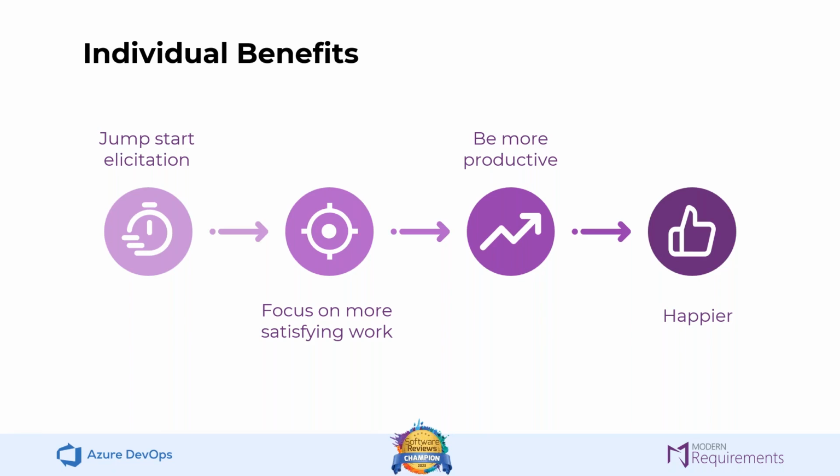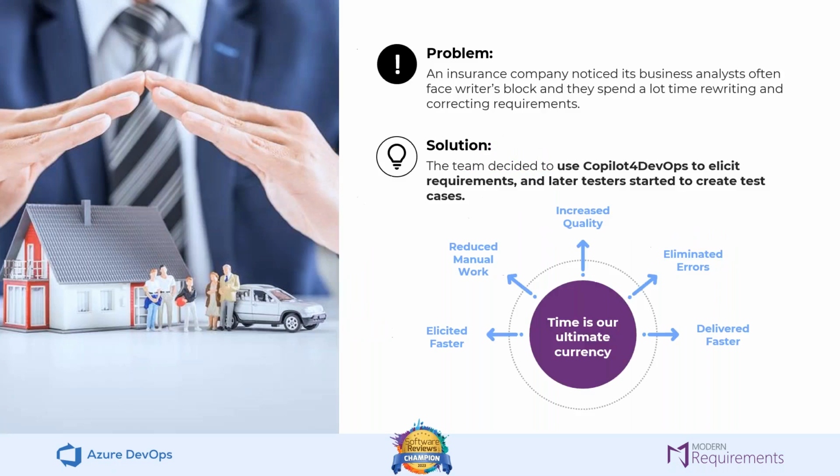What we believe and what we have seen through our clients and their experience using Copilot for DevOps was they were able to jumpstart their elicitation, focus on more satisfying work, be more productive, and ultimately all of those things brought our clients joy, which brought us joy, which is part of the reason that our dev team worked diligently on getting to the next level with Copilot for DevOps Plus in such a short period of time. Before I turn over to Copilot for DevOps Plus and we look at all the new capabilities, I wanted to share a quick case study.